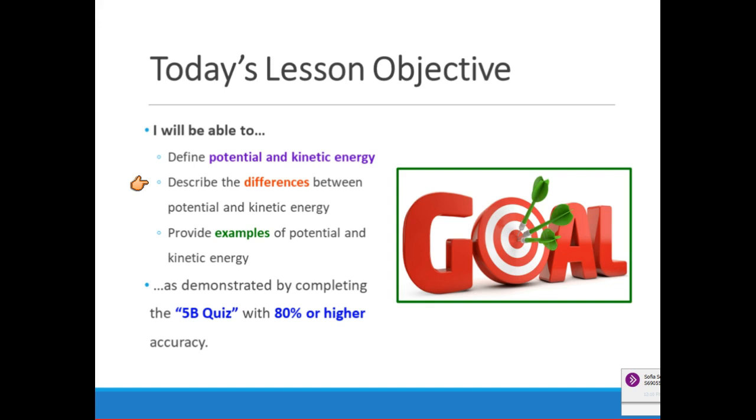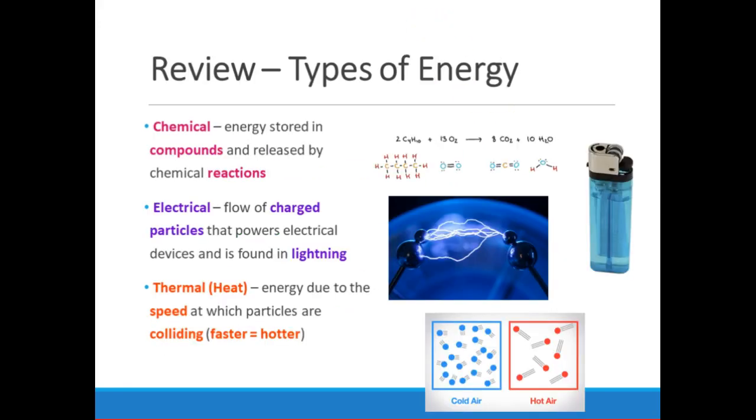No problem. All right, so today's objective, we should be able to define potential and kinetic energy. We should know the differences between potential and kinetic energy, and then we should be able to provide examples of these 2 types of energy. Okay, super short quiz today. Today's quiz is only 3 questions, so we're going to get that and knock it out of the park.